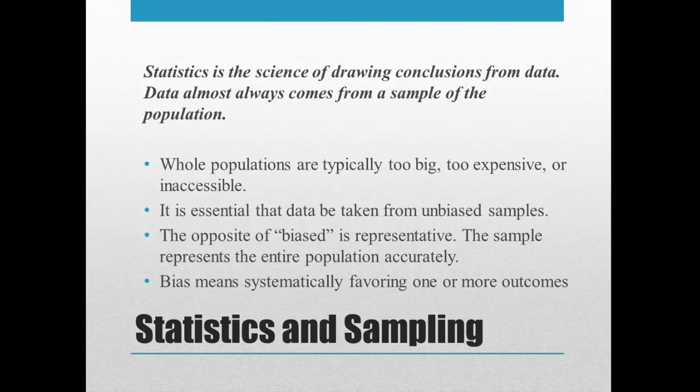It's therefore essential that data be taken from an unbiased sample. The opposite of saying that a sample is biased is to say that it is representative. The sample must represent the entire population accurately. Bias then means systematically favoring one or more outcomes, and our goal in designing our sampling technique is to avoid that situation. Let's think about this example.